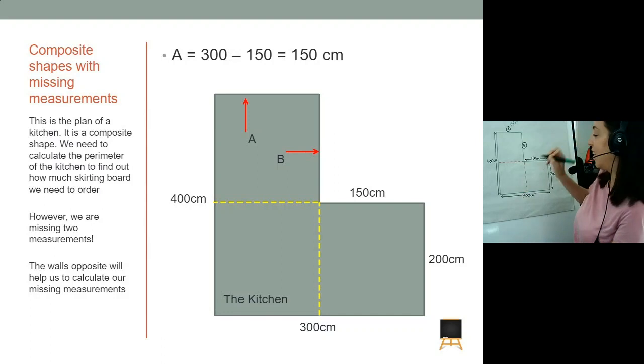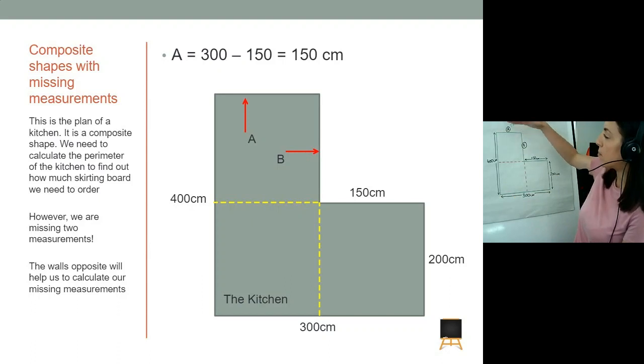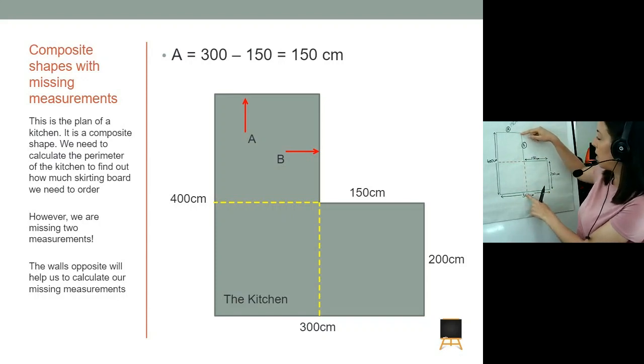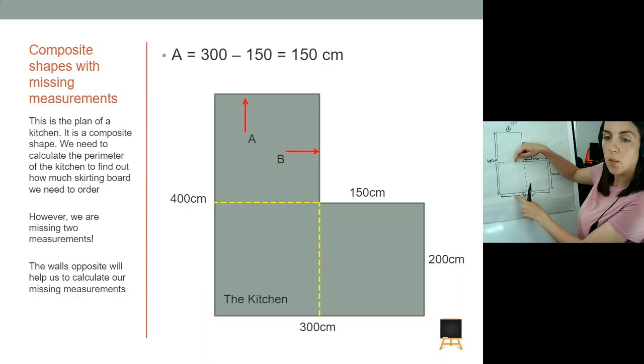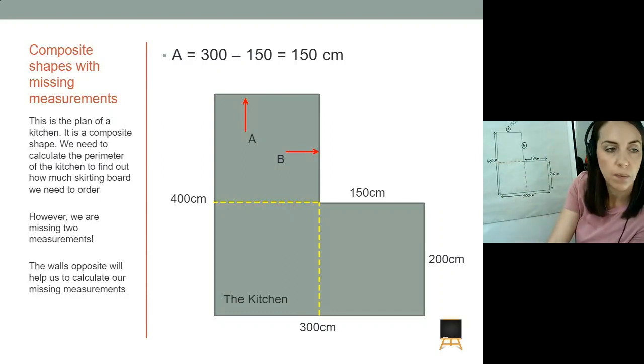Just like that. So I'll go through that again briefly. We're looking at this missing measurement here. We need to look at the opposite side. So imagine this was a square. If this carried on, the length would be 300, just the same as the opposite side. We know that the measurement up to here is 150. So what's left here, which is exactly the same length as A, would be 150 as well.